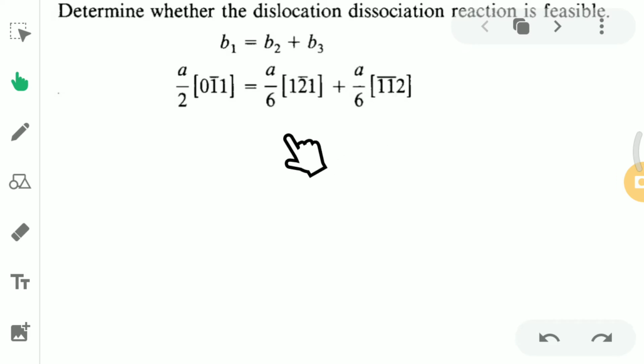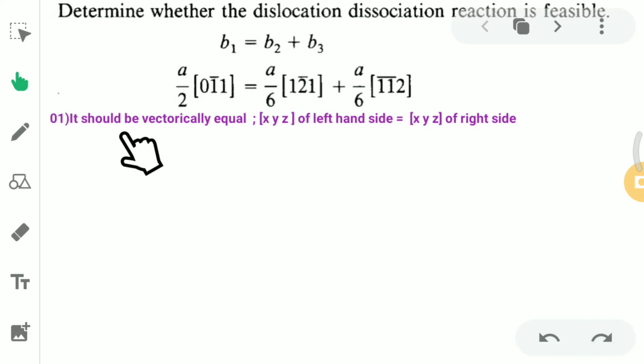To find whether dislocation dissociation is feasible or not, we need to check two steps. The first thing is it should be vectorially equal, meaning the left side of the equation is equal to the right side of the equation. The xyz values on the left side are equal to the xyz values on the right side, then only it is vectorially feasible. First of all, we should check whether this dislocation dissociation is vectorially feasible or not.